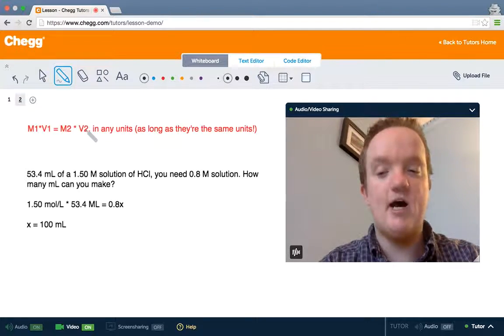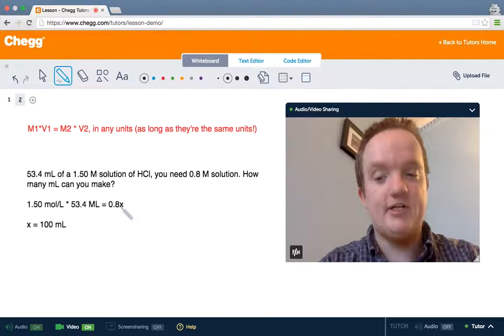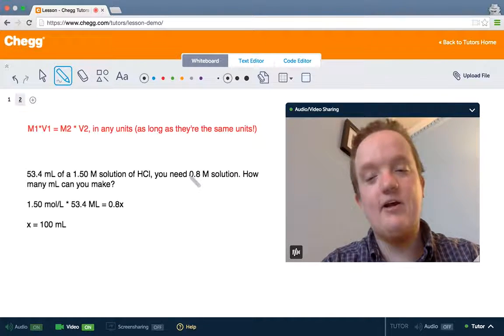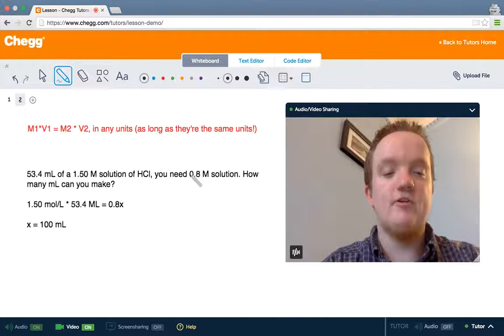So we set this up as an algebraic equation. 1.5 moles per liter, the initial molarity, times 53.4 milliliters, the amount we have, is equal to 0.8 moles per liter, I didn't write the units here, times x, the number of milliliters. If we solve for this, we get that x is 100 milliliters. We can take 53.4 milliliters of a 1.5 molar solution, and that gets us 100 milliliters, which is a very convenient number, I admit, of a 0.8 molar solution.